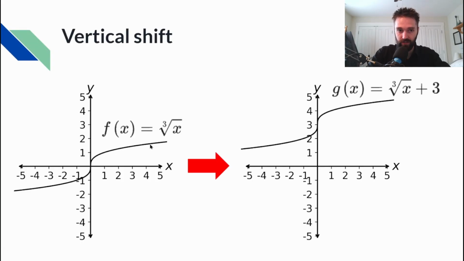So take a look at this point right here. We can see that it passes through the origin, it passes through 0, 0. And then up here, it shifts up to 0, 3. It passes through the point 0, 3. So the entire function has been shifted up by 3 units. One thing that's important to note is that we're adding 3 to the outside of the function. We're adding 3 to the entire thing, adding 3 to f.